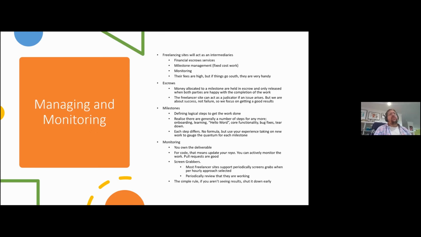Now, could they circumvent that and just have Visual Studio running in the background on a screen and put the screen grabber around that? Of course they can. But you have other mechanisms to determine if they are delivering. And of course, periodically review their work.